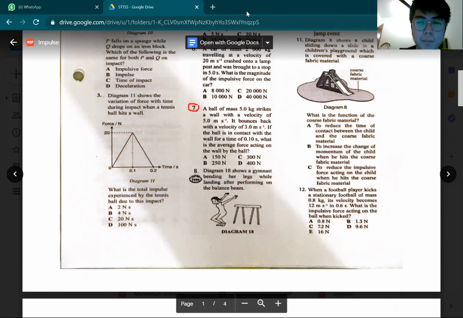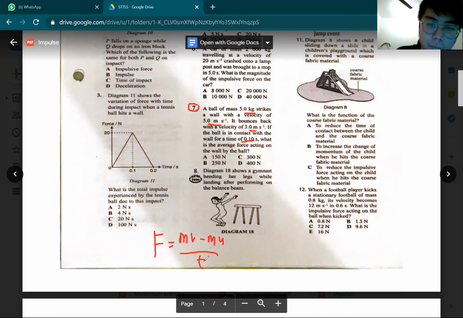Okay, number 7. Now, a ball of mass 5 kg strikes a wall with a velocity of 5 meters per second. Now it bounces back with a velocity of 3. So you have initial and final. If the ball is in contact with the wall for time 0.10 second, what is the average force? So all data are given. It asks you to calculate the force acting on the wall, meaning that it is an impulsive force. Okay, so F equals mv minus mu divided by time.